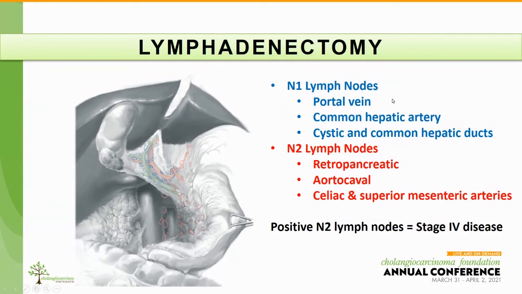So Tim Pollack and others have really stressed the importance of lymphadenectomy in cholangiocarcinoma. We think of the N1 nodes that would typically be removed with a resection involving the nodes surrounding the portal vein, common hepatic artery, and cystic and common hepatic ducts shown in blue in this schematic. Whereas N2 nodes that are retropancreatic, aortocaval, celiac, and superior mesenteric arteries, these are really stage 4 disease. If nodes are involved in this area, and we can show that on imaging and EUS sampling preoperatively, these are not the patients we should be operating on.